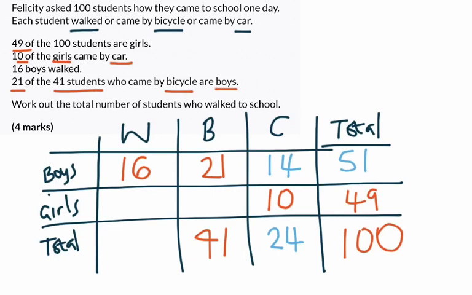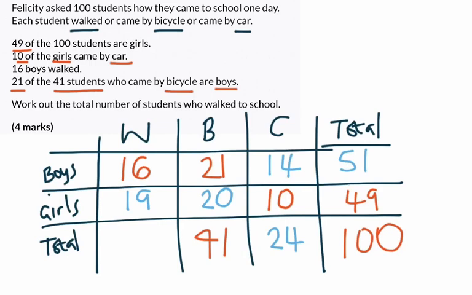And then I've got a couple of options. So I'm going to go for the number of girls that came by bike. Well, there's 41 in total who came by bike and 21 were boys. So that should leave me there with 20 girls. And then I've got to work out the number of girls that walked. Well, I know in total there's 49 girls. 20 add 10 is 30. So that should leave me with 19 girls that walked.